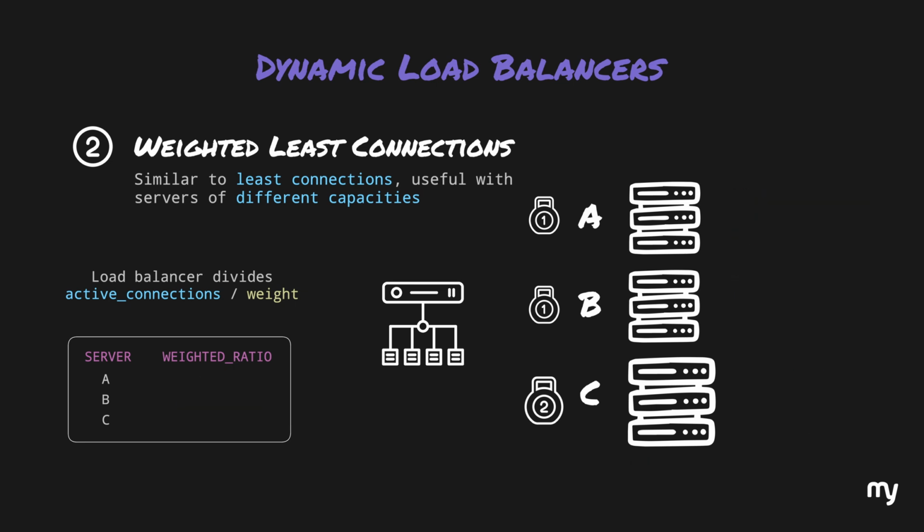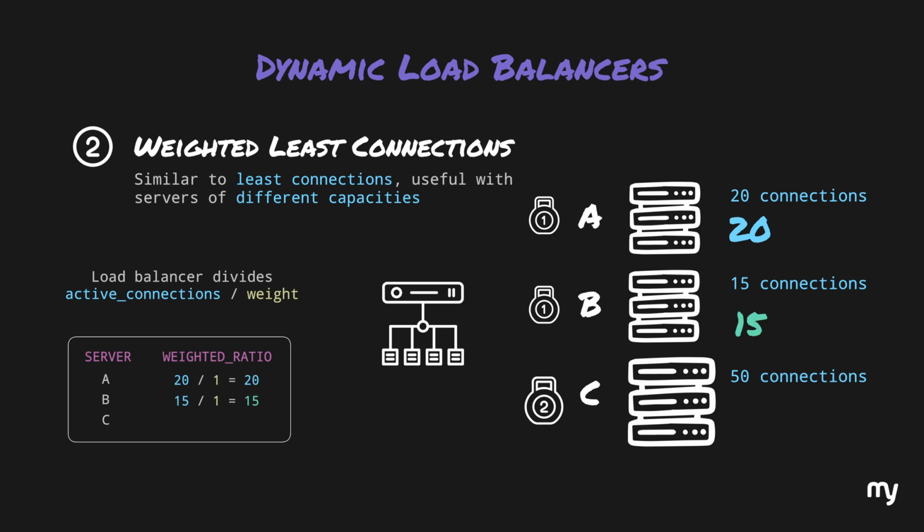For example, if server A has 20 active connections, server B has 15, and server C has 50, then the weighted ratios would become 20, 15, and 25. In this case, server B has the least ratio, and the next request would go to server B.